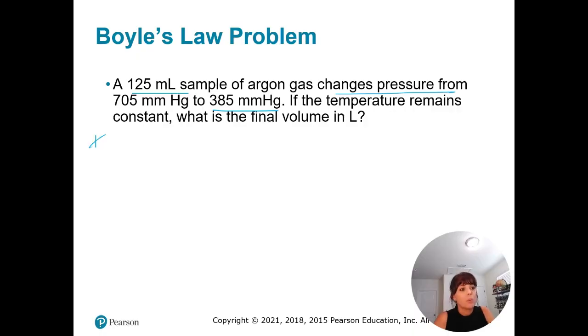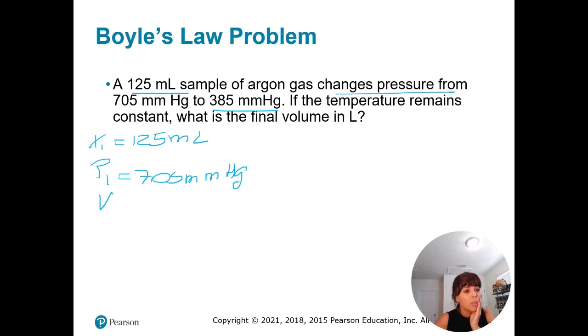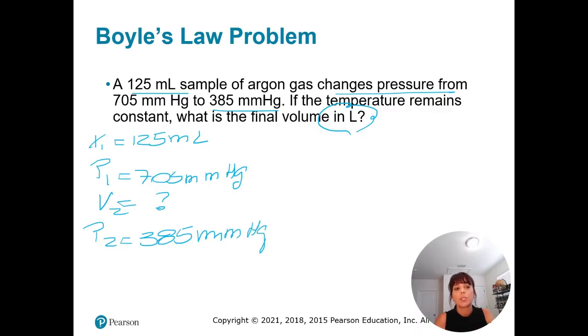So I have a volume 1, which is 125 milliliters. I have my pressure 1, which is 705 millimeters mercury. I have my volume 2? No, I don't have it. This is what I want, and they ask in liters, so be careful. And then I have a pressure 2, which is 385 millimeters mercury. Okay, what happened to the pressure?